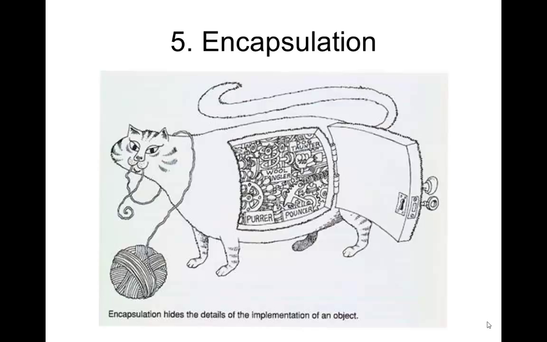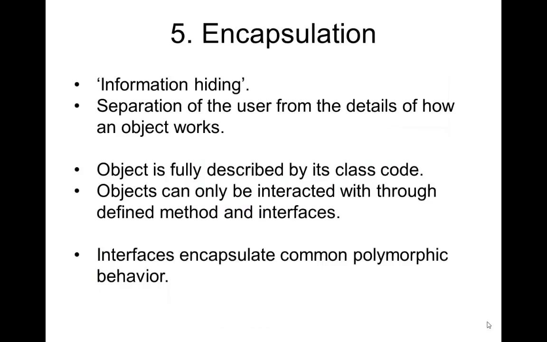We know that if we get a ball of wool or a bit of string and dangle it in front of the cat, that's perhaps going to implement the pouncer, which results in the wool tangler method being implemented, but we don't need to know anything about that. We just need to know that we can play with the cat with a string. So encapsulation is hiding information. That's kind of its definition. It's the principle of separating the user from the details of how the object works.